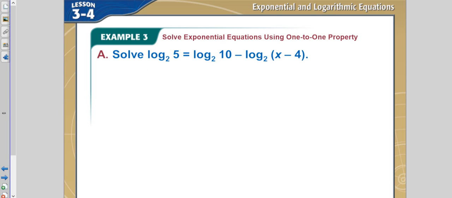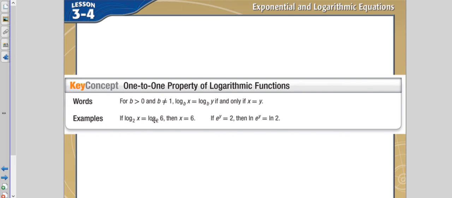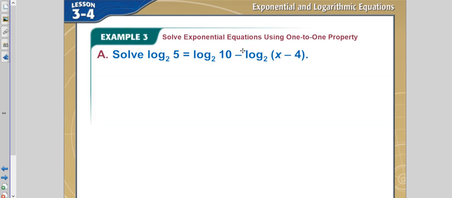So here we have common bases. Because we have common bases, we can use some properties to solve. Here, what I'm going to do is turn this into one log on the other side. So these one-to-one properties, you have to have one log on each side. So you notice how it's one log. It's not working with multiple logs on the right side. So I'm going to leave the left side alone.